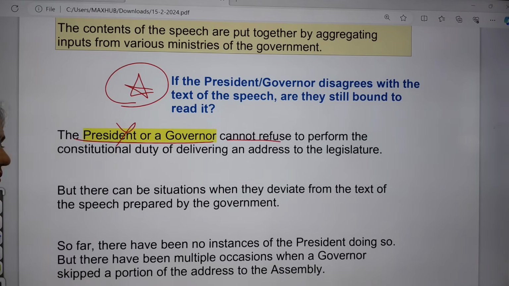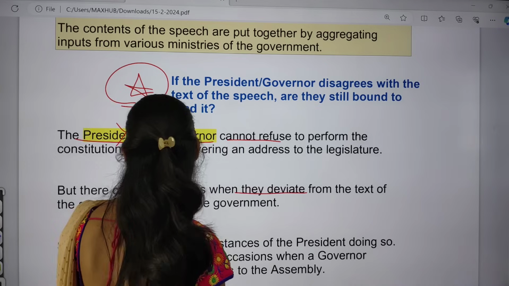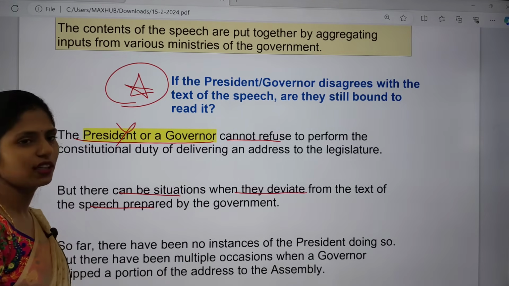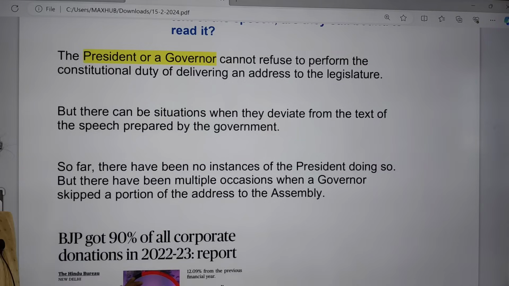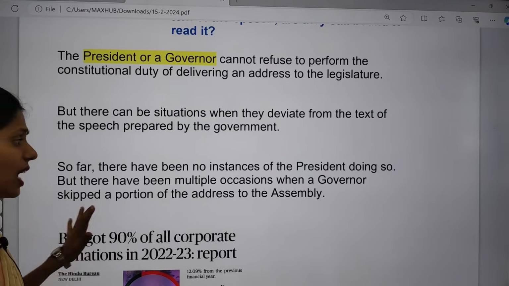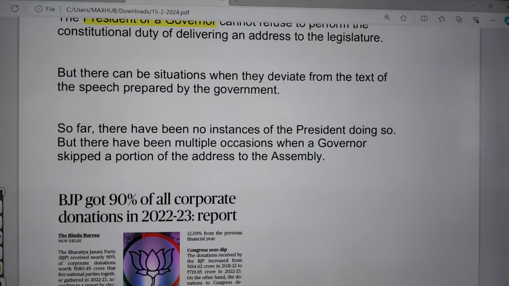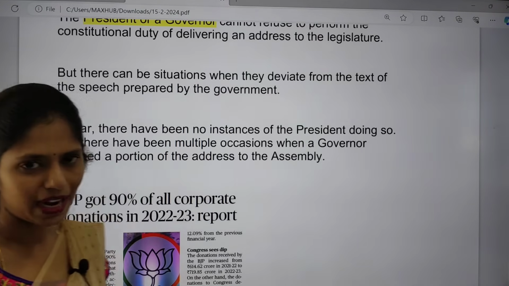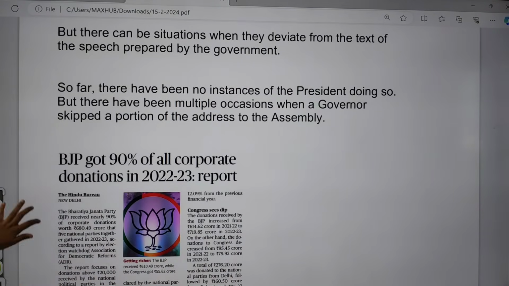You should not say no. But there can be situations where they deviate from the text of the speech prepared by the government. There have been no instances of the president doing so, but on multiple occasions governors of the states have skipped portions of the address. If they don't like it, they will skip that part of the address. That is the thing you have to remember.